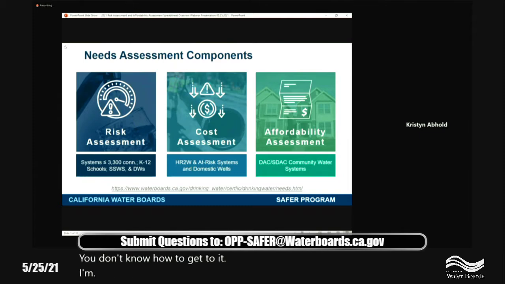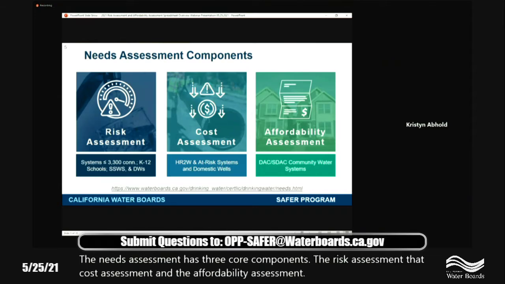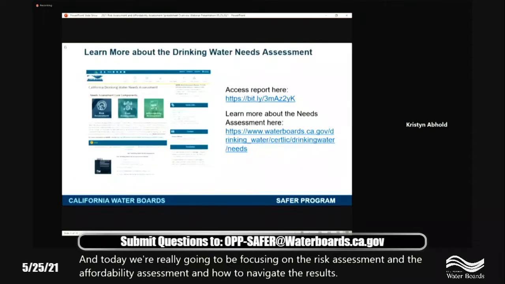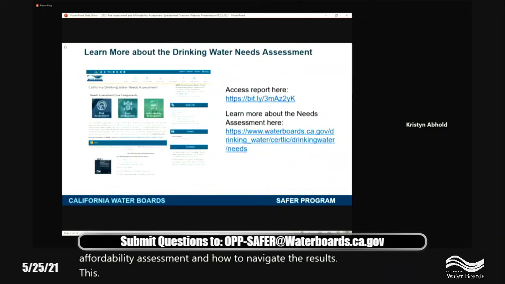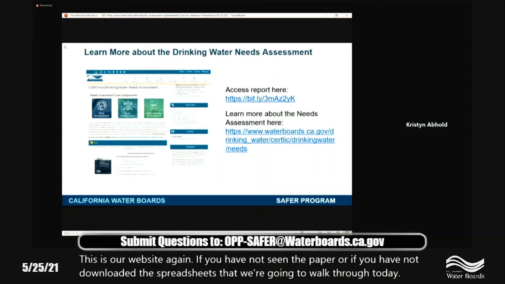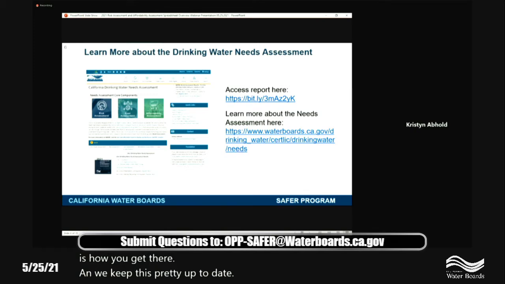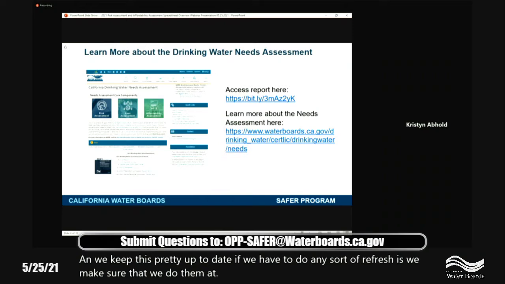The needs assessment has three core components: the risk assessment, the cost assessment, and the affordability assessment. And today we're really going to be focusing on the risk assessment and the affordability assessment and how to navigate the results. This is our website. Again, if you have not seen the paper, or if you have not downloaded the spreadsheets that we're going to walk through today, this is how you get there. And we keep this pretty up to date. If we have to do any sort of refreshes, we make sure that we do them in a timely manner, all on this webpage.